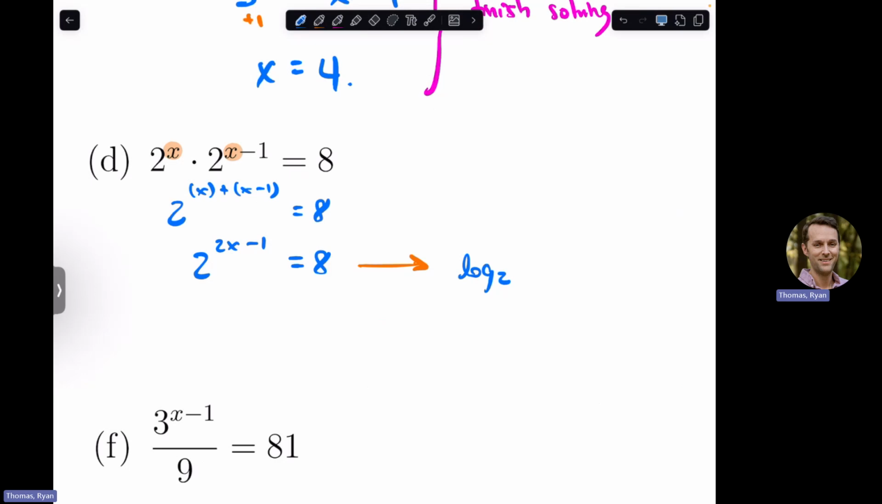If I rewrite it, the log base 2 of 8, right? Base, exponent, answer. Base, answer, and exponent. Log base 2 of 8 is 2x minus 1. Yeah, good.